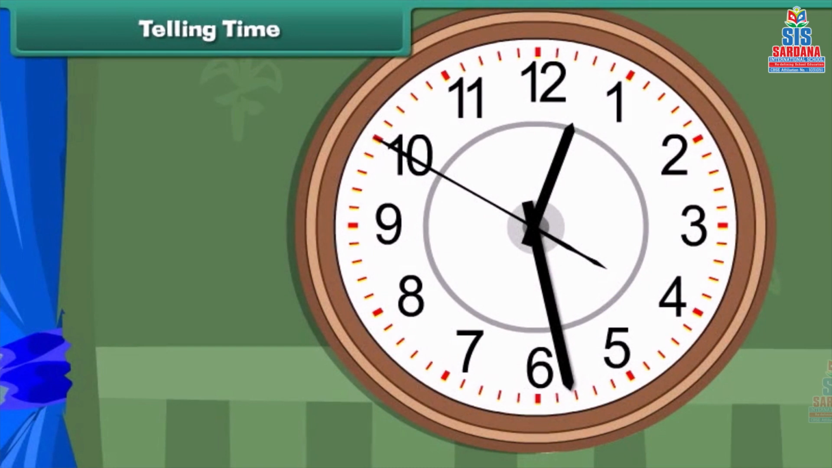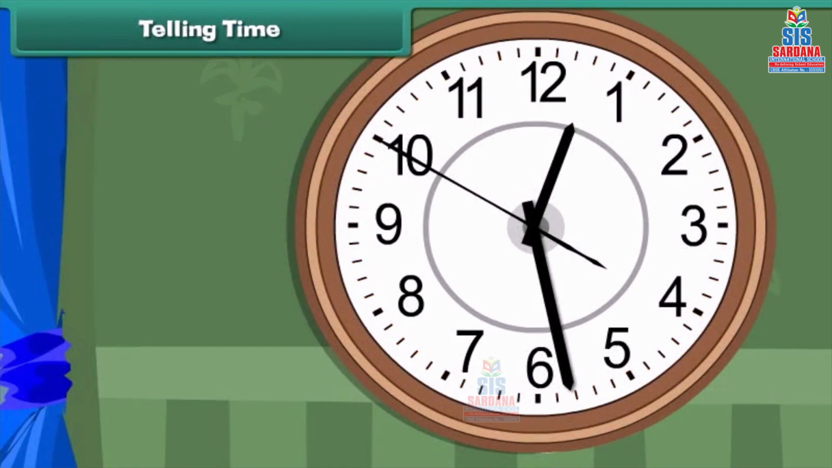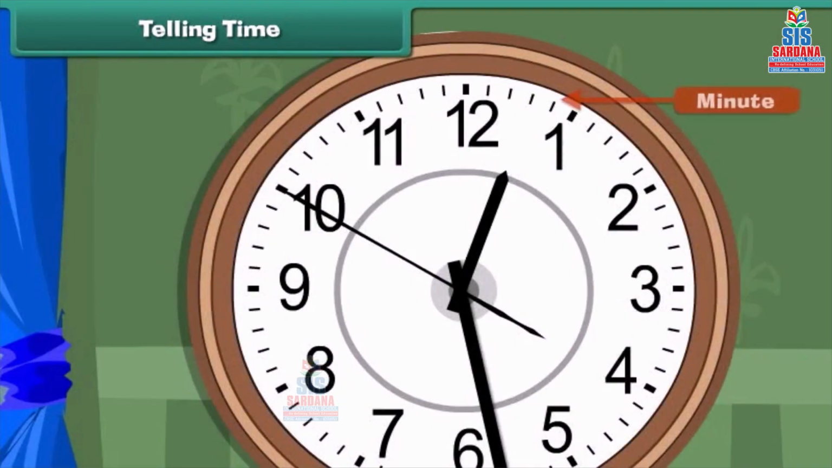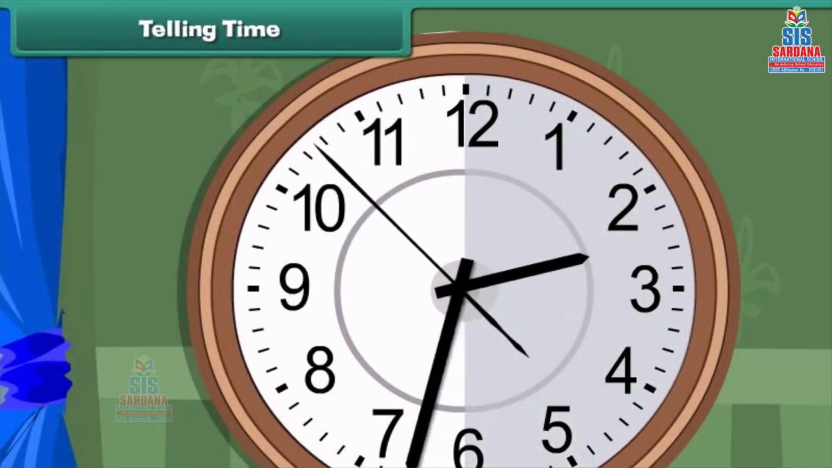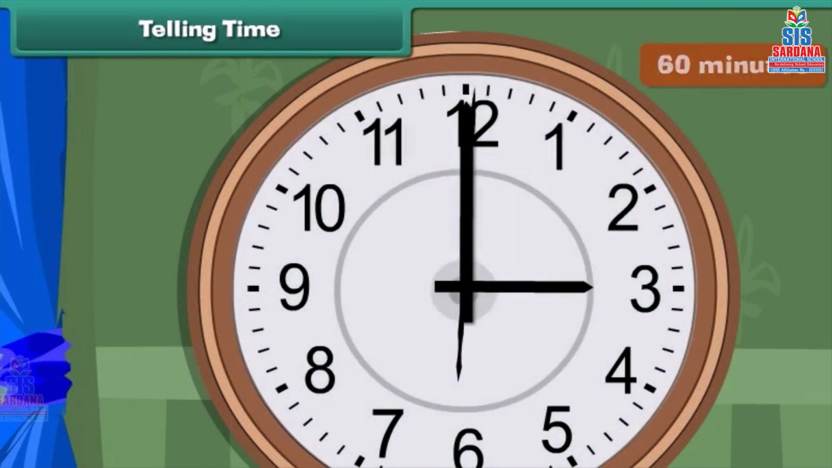If you look carefully, there are many small divisions between the numbers of the clock. There are 5 equal divisions between any 2 numbers. The total number of such equal divisions in the clock is 60. Each division represents a minute. 1 full circle through the clock covers 60 minutes, that is 1 hour.